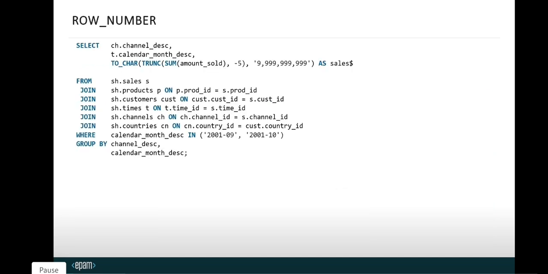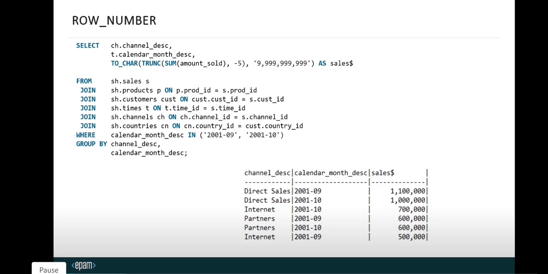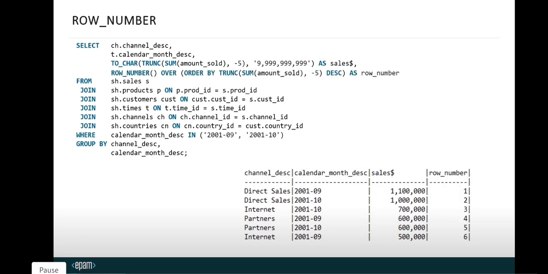Let's display the sales amount by the channels for September and October 2000. And now let's rank all rows of the dataset by the sales amount in descending order. The function TRUNC was applied to the sales amount in order to analyze how the function handles the same values. The function ROW_NUMBER generated unique row numbers, and note that the two rows have the same sales sum value of 600,000, and the function ROW_NUMBER returned different values. These two rows were sorted in a random way.